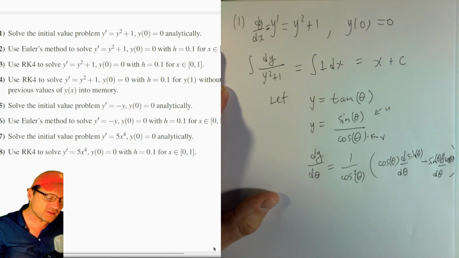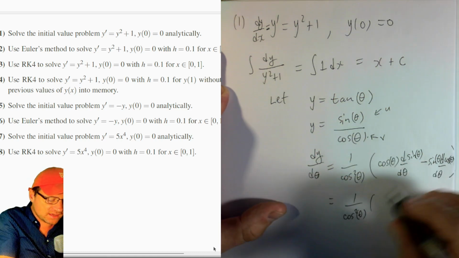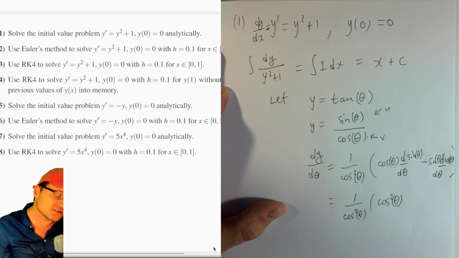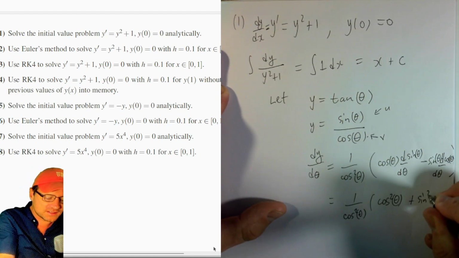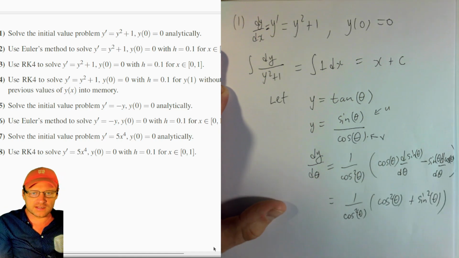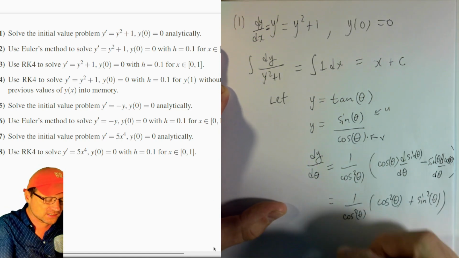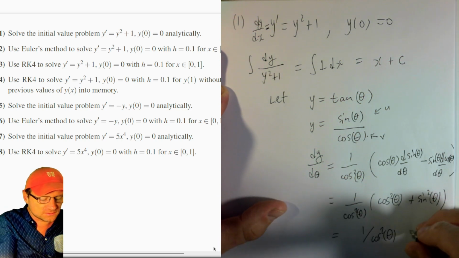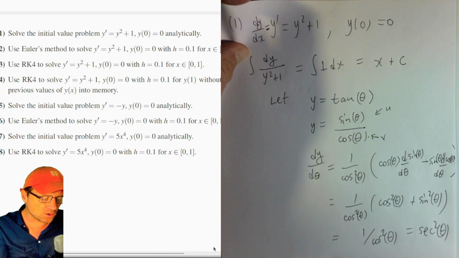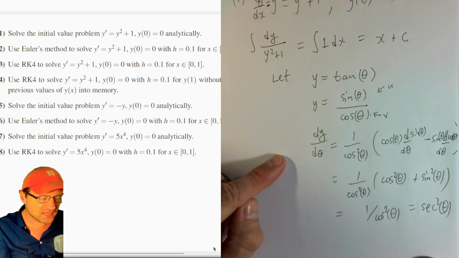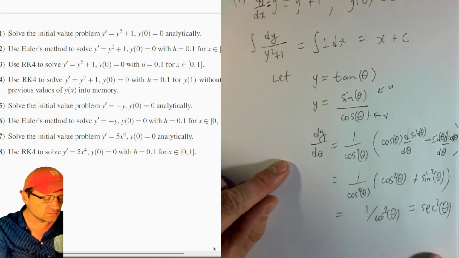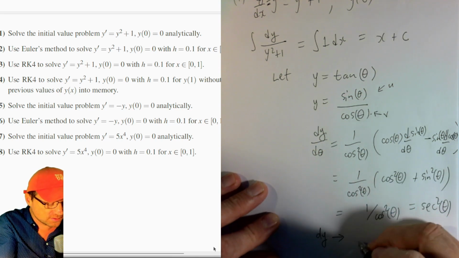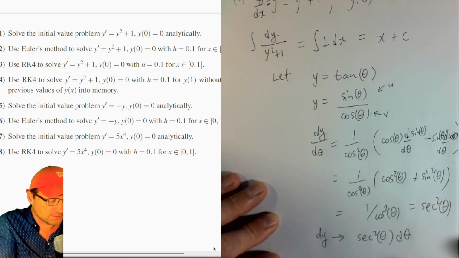Okay, so let's differentiate those two. The derivative of sine is cos, so we have cos squared theta there. The derivative of cos is minus sine, so then we end up with plus sine squared theta there. And so since cos squared theta plus sine squared theta is 1, we just have 1 over cos squared theta. That's called sec squared theta. Okay, and so this tells us then how to replace dy and write dy in terms of d theta. So this says we can replace dy with sec squared theta d theta, up in here.